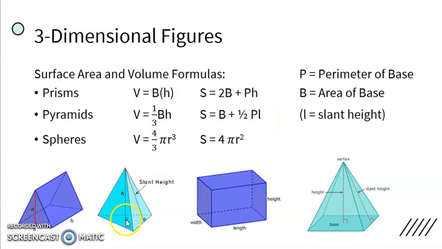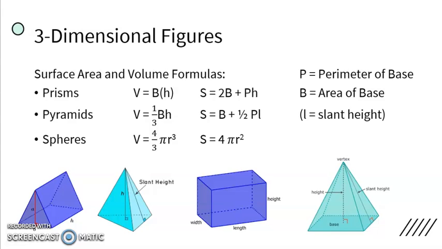Now in pyramids, you have the height that goes from the middle of the base to the top, and you have the slant height that goes up the side of the pyramid. So make sure you're careful. This height is the actual height up the center of the pyramid, and this height, the L, represents the slant height from the edge all the way up to the vertex. Now for spheres, the volume is 4/3 pi r cubed, where r is the radius, and the surface area is 4 pi r squared, again where r is the radius.